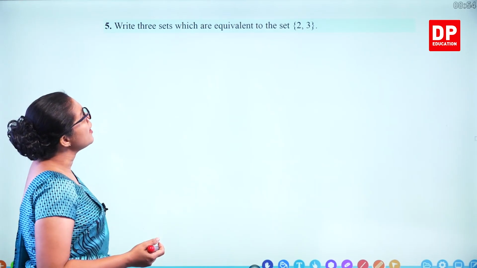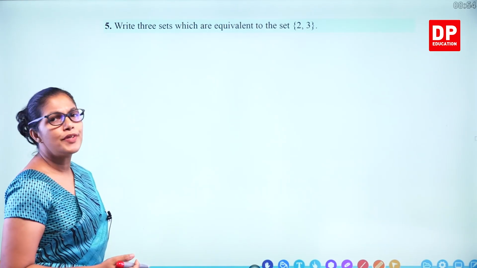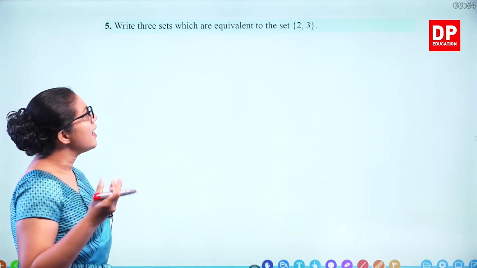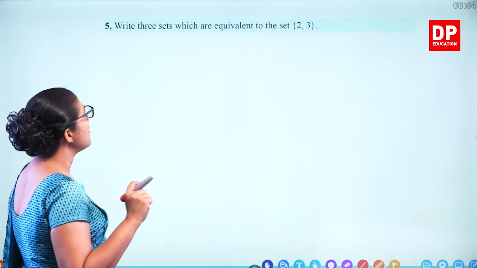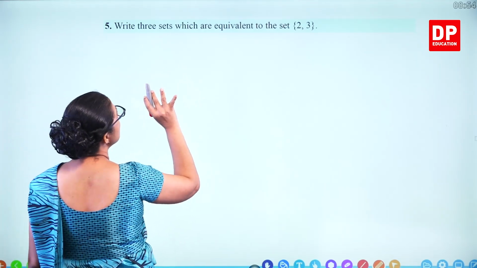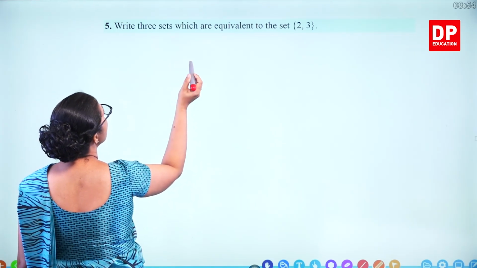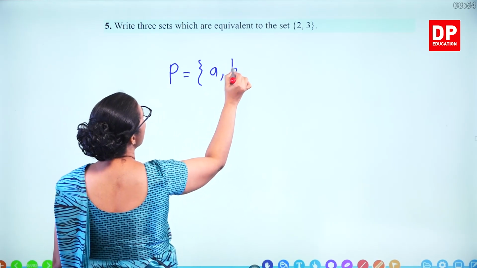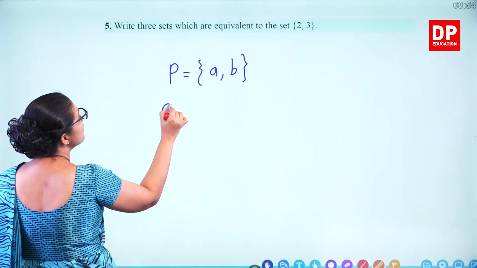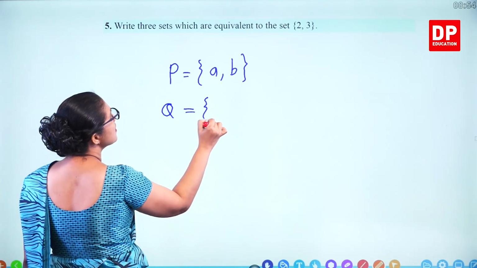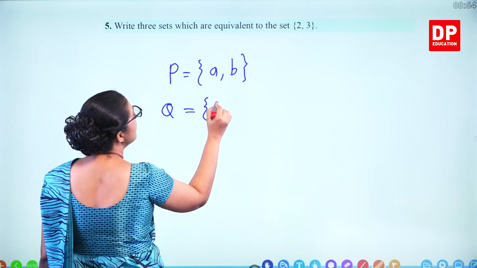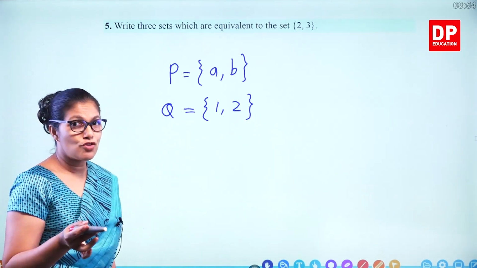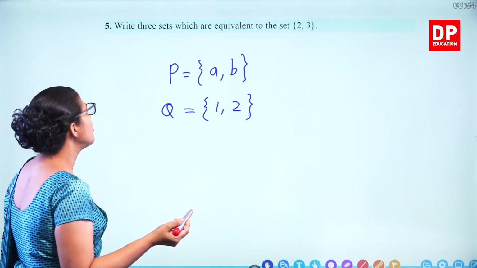Write 3 sets which are equivalent to the set {2, 3}. So equivalent means any 2 possibilities are there. So 2 elements equivalent. So we can write P is {a, b}, Q is {1, 2}. No need to be the same elements, just the number of elements should be 2.